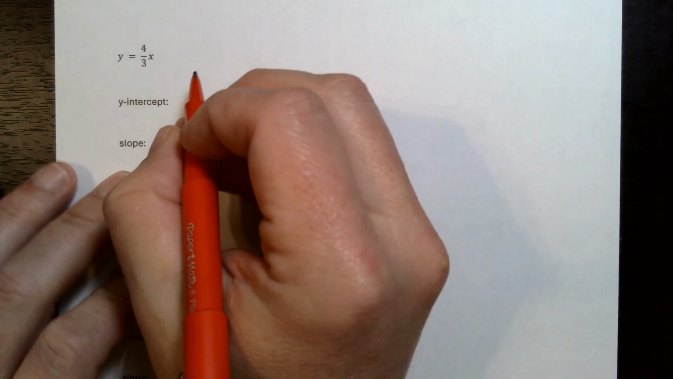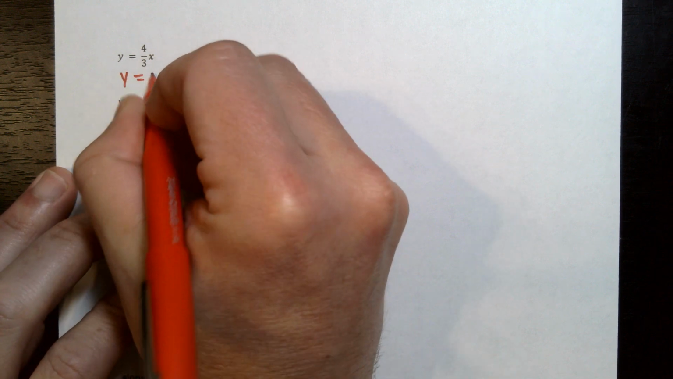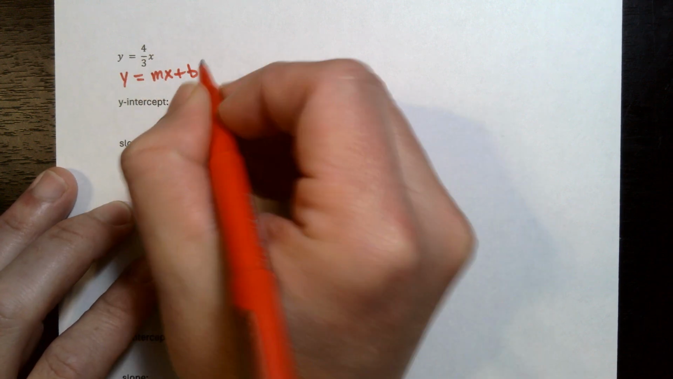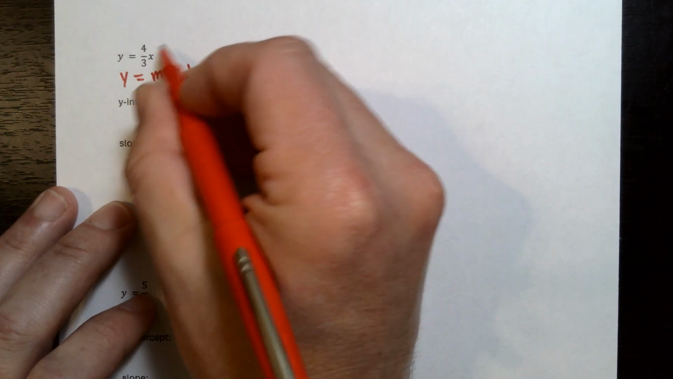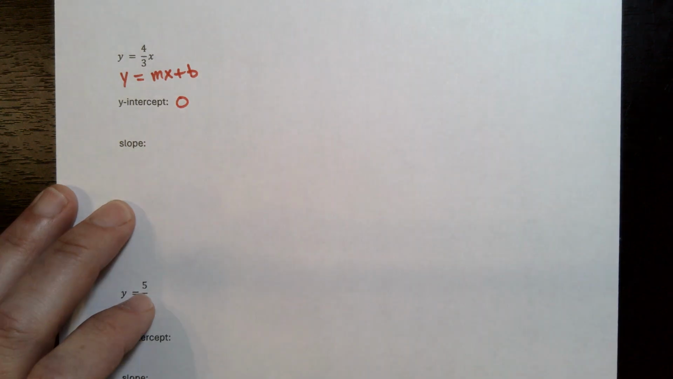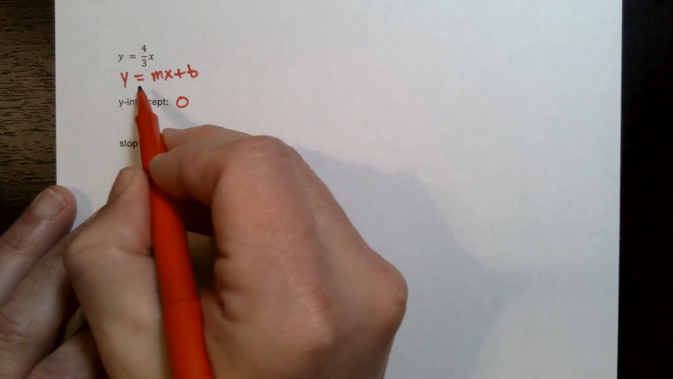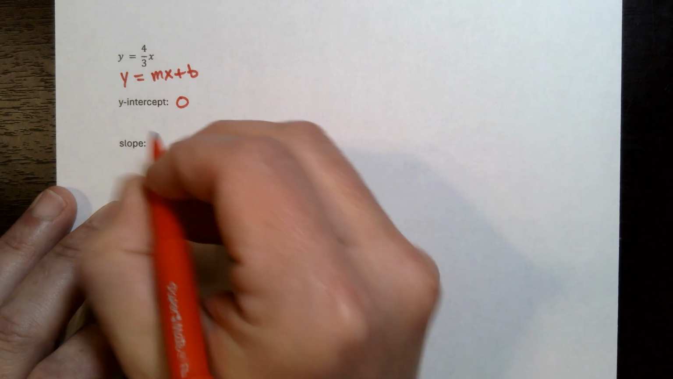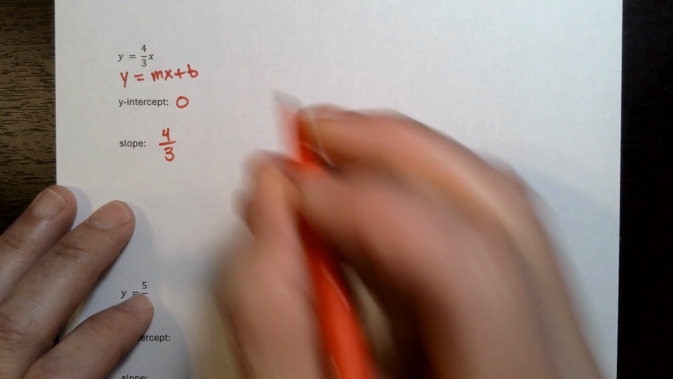Let's look at a few more. On this one, we have y is equal to 4/3 x, and there's no number out here. So y is equal to mx plus b. The b is unwritten, so we'll assume that the b is 0 since there isn't one. So our y-intercept, the number that would be out here, is 0. The slope is the number in front of x, and the number in front of x here is 4/3. So that is our slope.